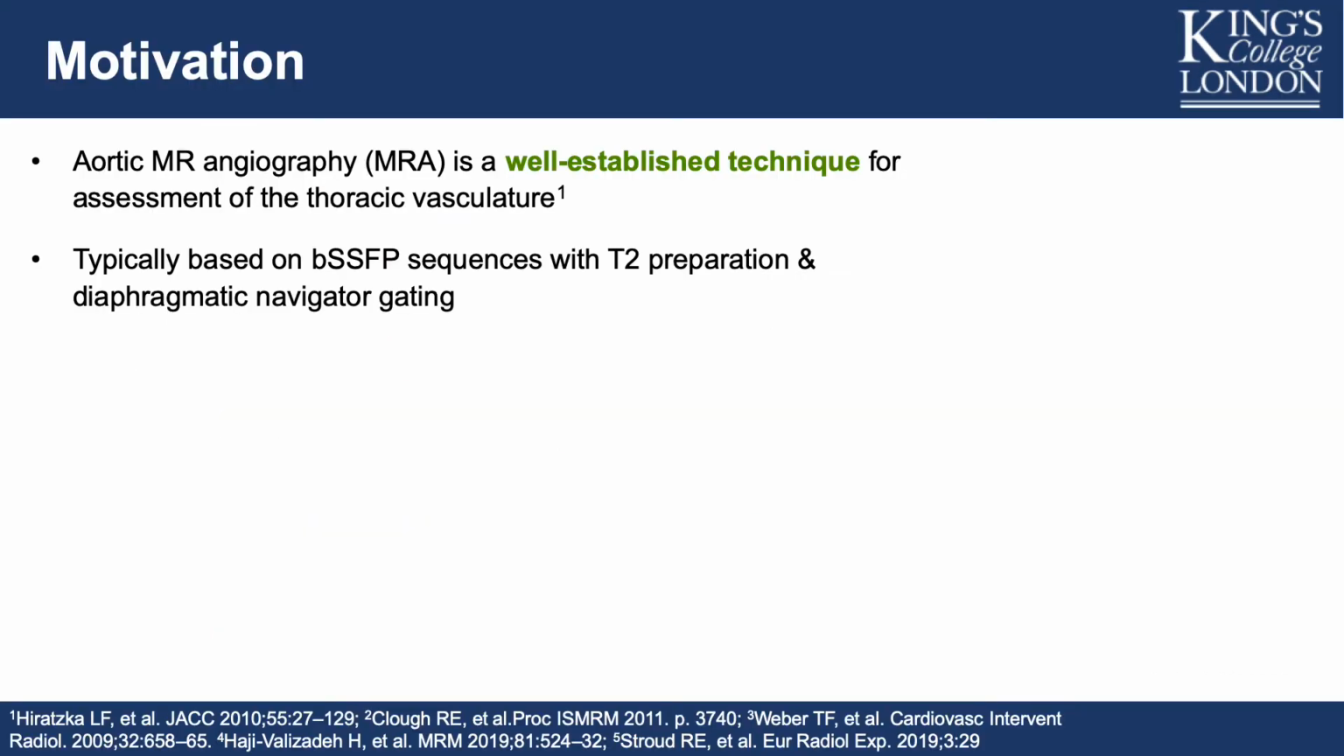MR angiography is a well-established technique for the assessment of the thoracic vasculature in a variety of aortic diseases. Both contrast-enhanced and non-contrast-enhanced approaches have been used to visualize the aortic anatomy, using imaging approaches that are typically based on balanced SSFP sequences with T2 preparation and diaphragmatic navigator gating.